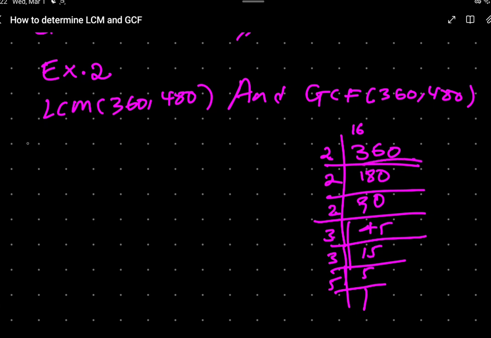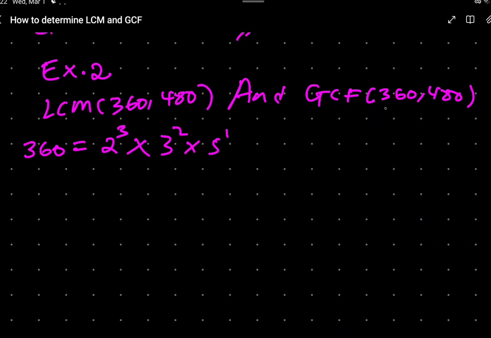So the prime factorized form of 360 is equal to how much? How many 2's do we have? It's 2 to the power of 3 times 3 to the power of 2 times 5 to the power of 1.